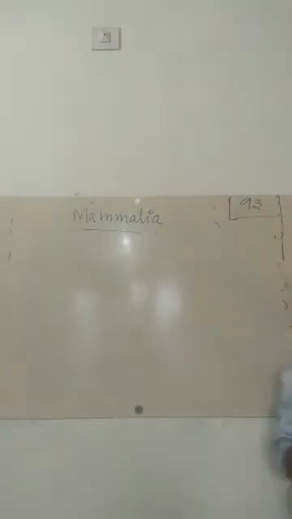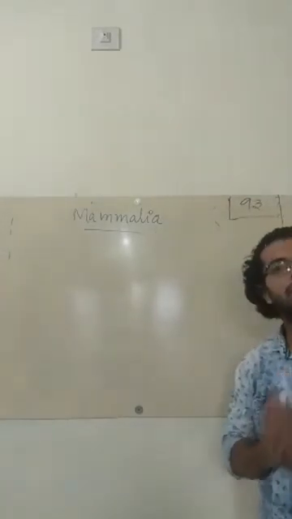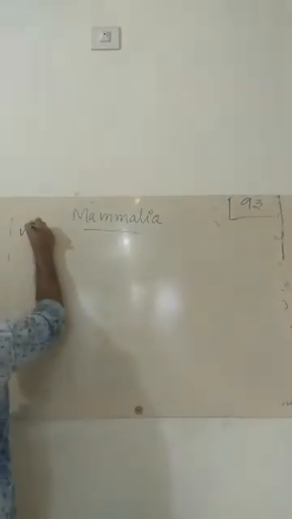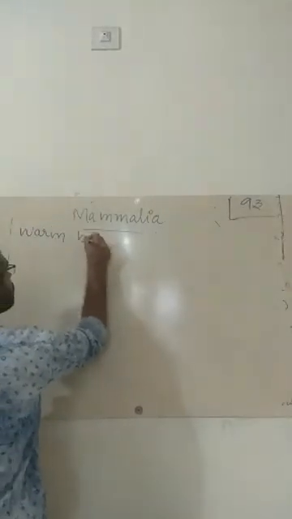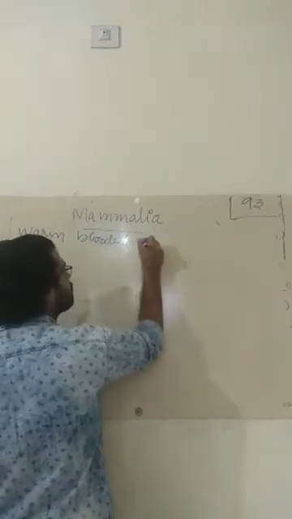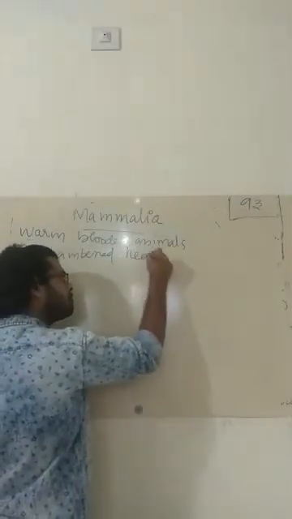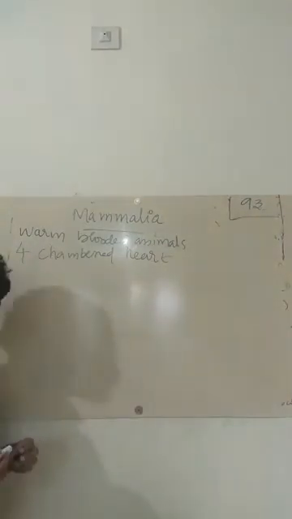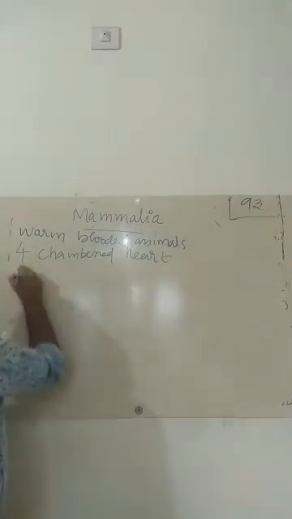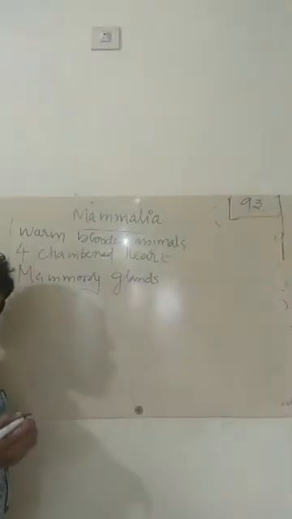When we are talking about mammals, we can say that they are also warm-blooded animals with a four-chambered heart. This is common. So it is a warm-blooded animal, and you can see it has a four-chambered heart. The main peculiarity of Mammalia is that they have mammary glands.